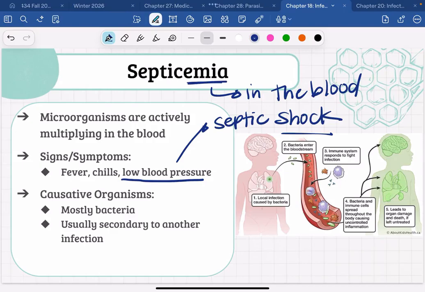So bacteria enter the bloodstream, and the immune system responds to fight the infection, right? And the immune system is going to talk to each other with cytokines, and they're going to do all kinds of things. B cells are going to be activated, T cells are going to be activated. But remember that one of the key things that happens in inflammation is that you get leakiness of the blood vessels. The blood vessels get bigger and they get leaky so that those white blood cells can get to the tissue to fix the problem.